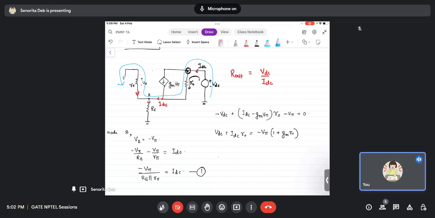So can you guys now solve it? What you have to do is find the value of V pi from equation 1 and substitute that in equation number 2. I'm giving you 5 minutes for this. Please solve it. After that we will again resume. So I'm giving you a 5 minute break. Within 5 minutes, find V pi from equation 1, put it in equation 2, solve and get VDC by IDC. After 5 minutes, let us resume and we will take the class till 6.